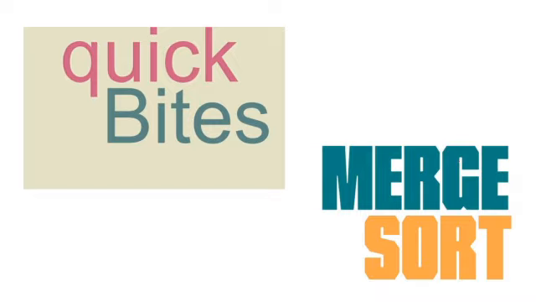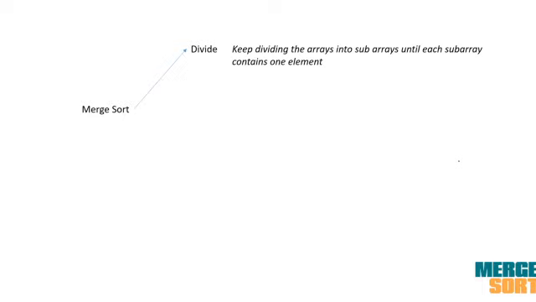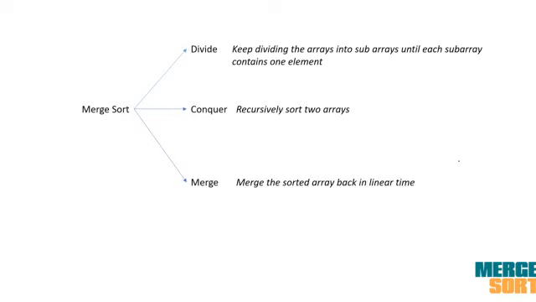So in this lecture, we'll be learning about merge sort. Merge sort has three main operations. The first is the divide step, where we keep dividing the arrays into sub-arrays until each sub-array contains just one element. The next step is the conquer step, where we recursively sort two arrays, and finally we have the merge step, which merges the sorted arrays back in linear time.